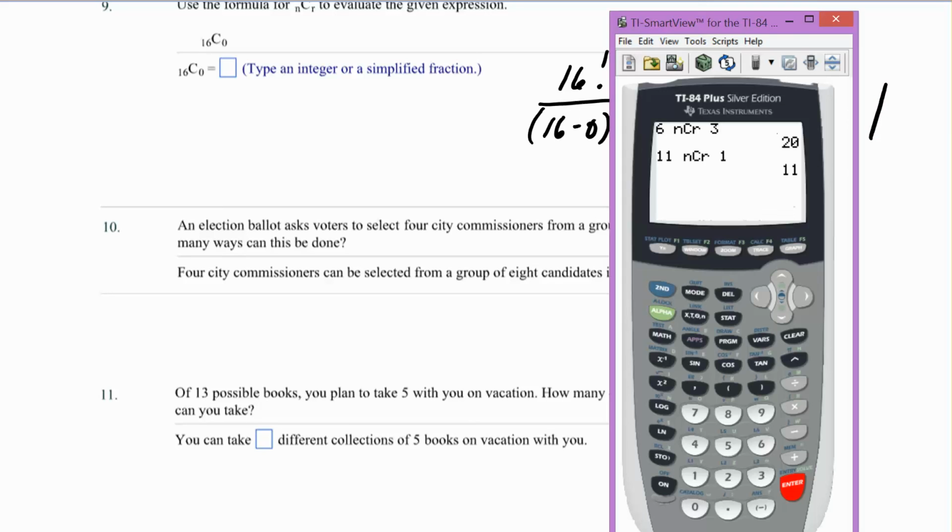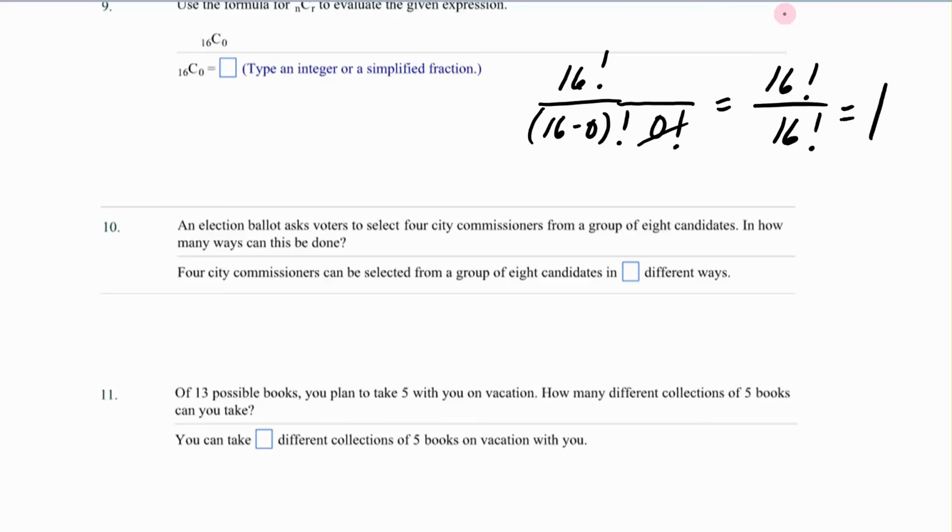But if I did it with my calculator, 16, math, probability, number 3, taken 0 at a time, I get the 1 also. All right?